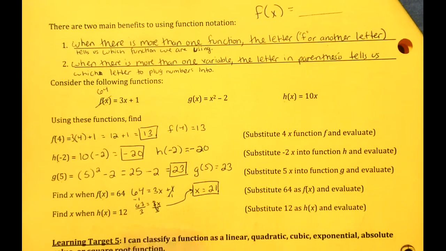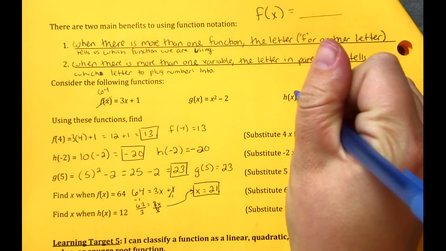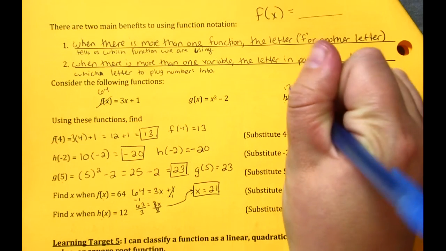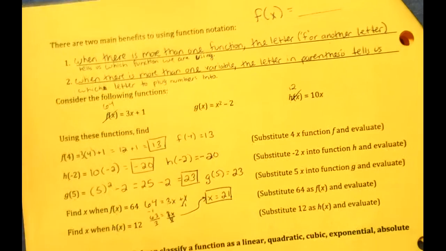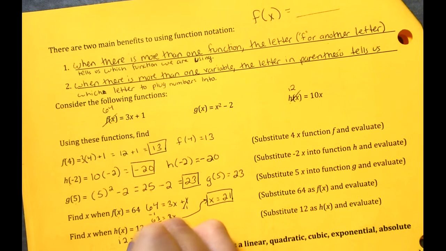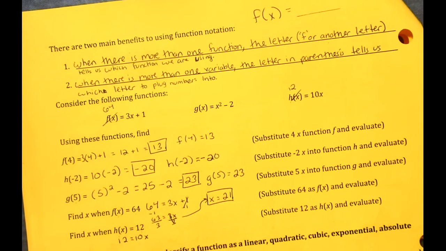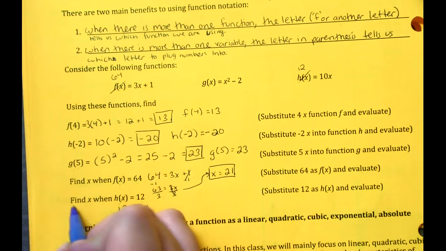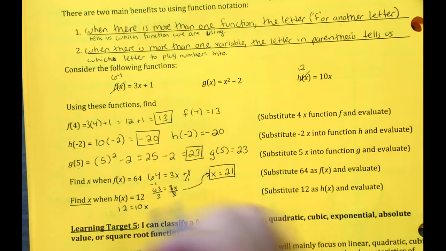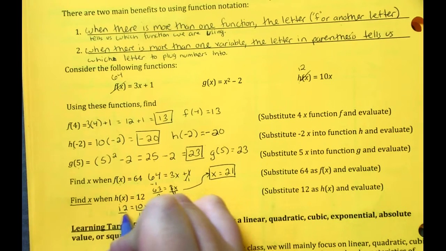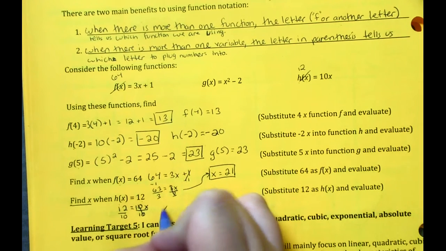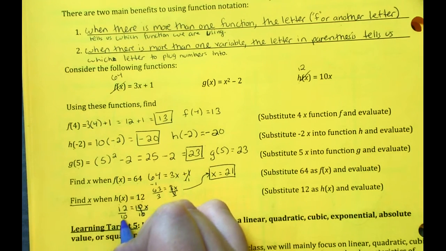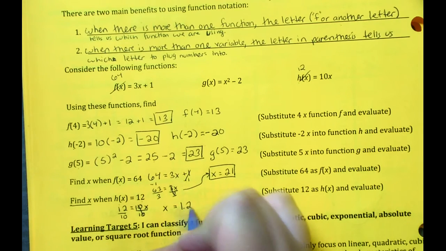Now let's look at this one. When h of x equals 12. So if h of x equals 12, that means I can take what's h of x right here and substitute a 12 in right there. So now I have 12 equals 10x. And then to figure out what x is, because that's what they want me to do, is find x, I'm going to divide both sides by 10. Then I get that x equals 12 divided by 10 is 1.2.